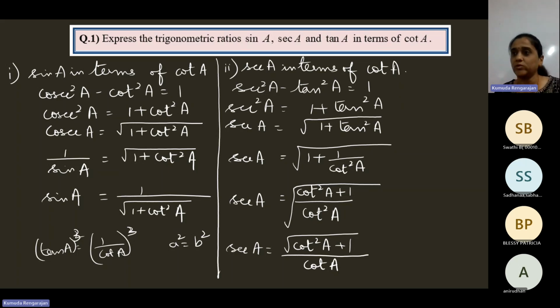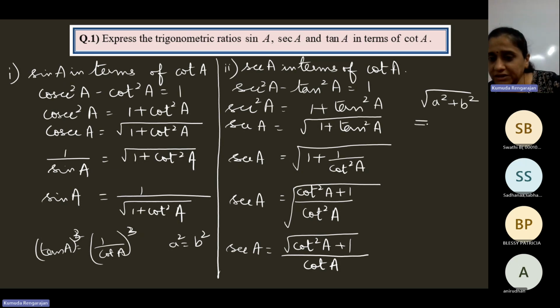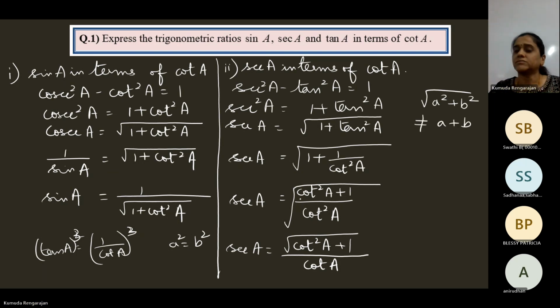You cannot take the individual square roots. It's not cot A plus 1. Square root of A square plus B square is not equal to A plus B. There's a plus in the middle, no? So you cannot write square root of A square is A, square root of B square is B, so it is A plus B. No, it's not true. So square root of cot square A plus 1, you cannot take the individual square roots. Cot square is cot A, 1 is 1, so cot A plus 1. No, it's not true.